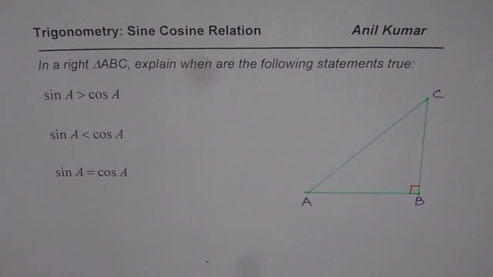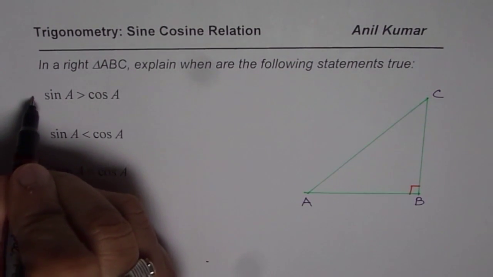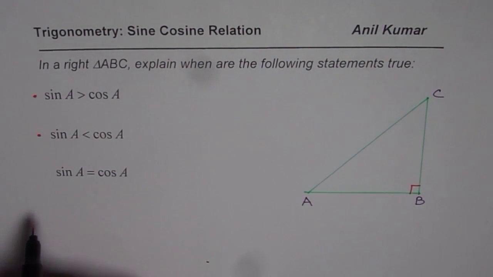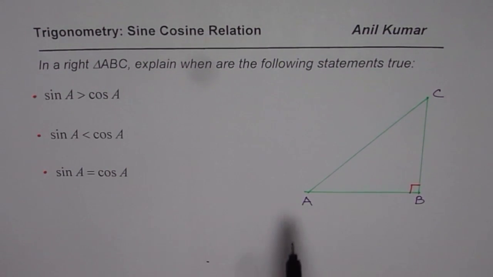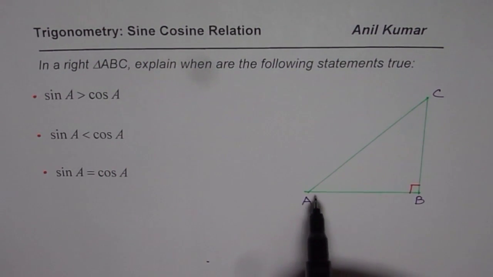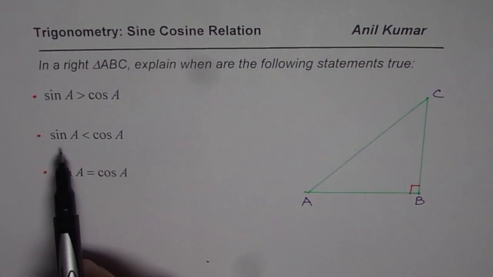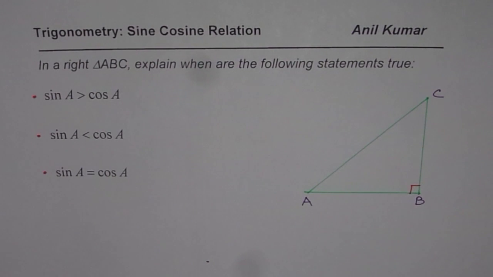So we have three statements here for you. The first one is sine A is greater than cosine A. Second one is sine A is less than cosine A. And then we have sine A equals cosine A. So you can pause the video, refer to the triangle I've drawn on the right side, which is ABC, where A is the acute angle. You have to explain what are the conditions when sine A is greater than cosine A, or when sine A is less than cosine A, or when sine A equals cosine A.